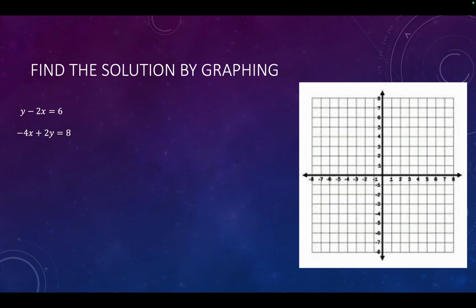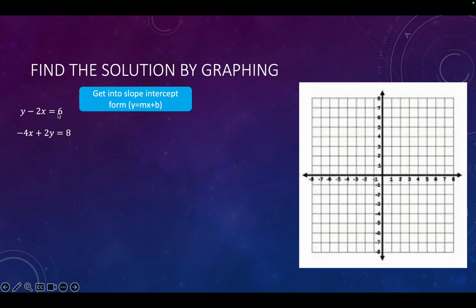Find the solution by graphing. We have y minus 2x equals 6. Again, you can get it in slope-intercept form. You could graph this one by doing standard form; I'll talk about that in a moment. But to get it in slope-intercept form, all we'd have to do is add the 2x to both sides. We get y equals 2x plus 6.